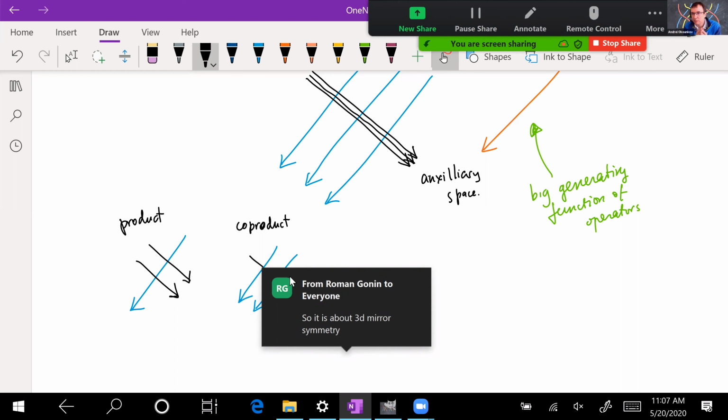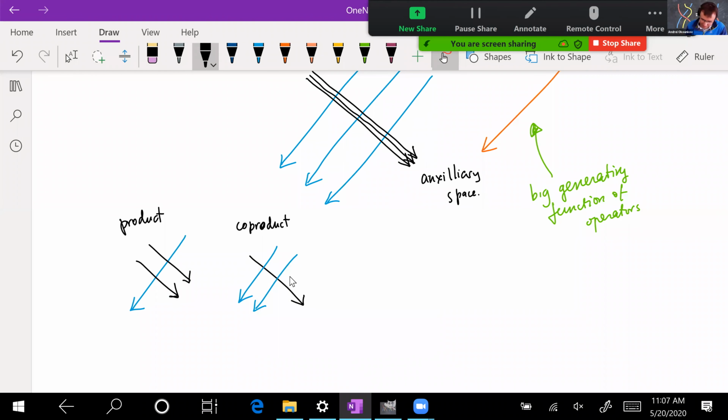No. This is not about 3D mirror symmetry at all. All I'm saying is that if I look at something like this in the mirror, it looks like that. So that's all I'm trying to say. 3D mirror symmetry is a much more complicated subject. This is just saying that for every Hopf algebra, if I pass to the dual spaces, and I have a choice of what sort of dual spaces I take, then what was the product becomes the coproduct and vice versa.